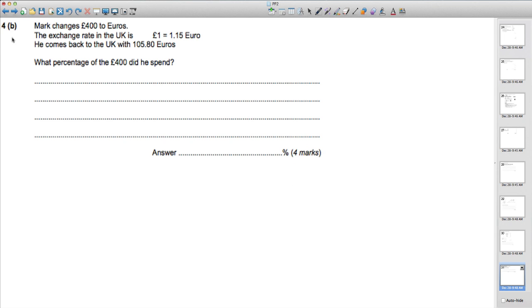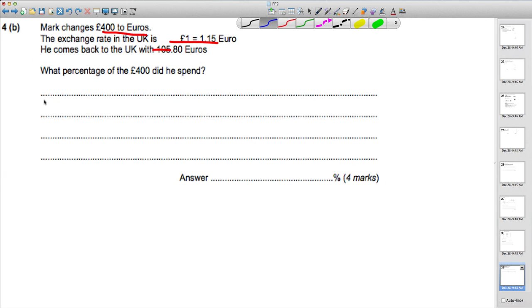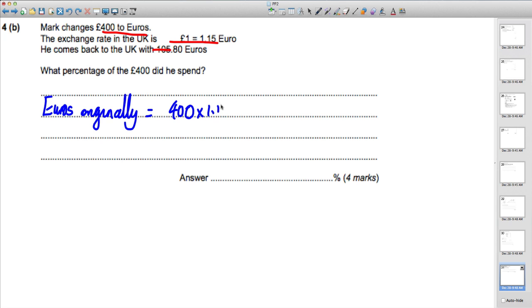4b. Mark exchanges £400 to euros. The exchange rate, £1 is 1.15 euros. He comes back to the UK with 105.80 euros. What percentage of the 400 did he spend? So again, 4 marks here, and just lay out your work nice and simply. So the euros he had originally would have been 400 multiplied by 1.15, which is 460 euros.